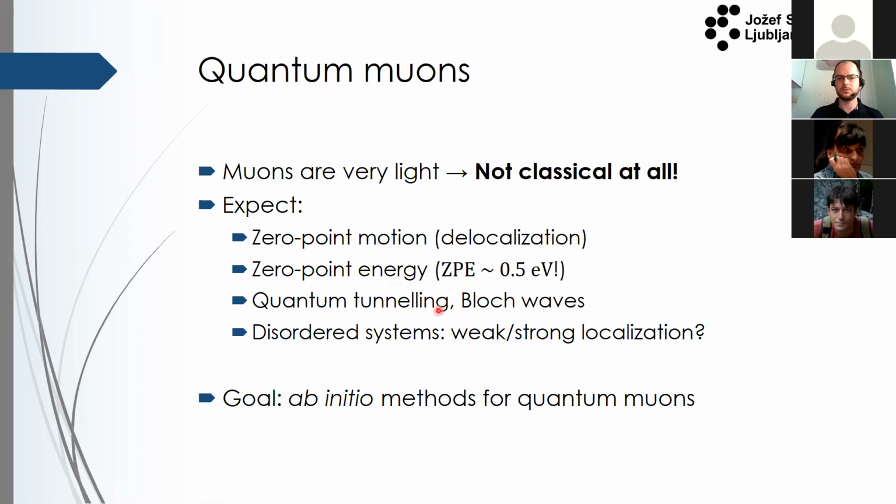There might also be quantum tunneling between the sites, even Bloch waves. So sometimes a muon can produce a coherent Bloch wave across the whole crystal if the potential that it finds itself in is very shallow compared to its zero-point energy. This has also been observed experimentally. And in disordered systems, you might get effects of Anderson localization and things like that.